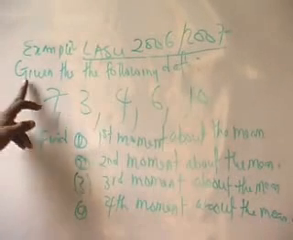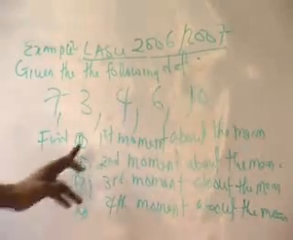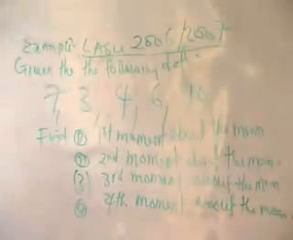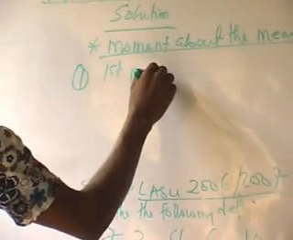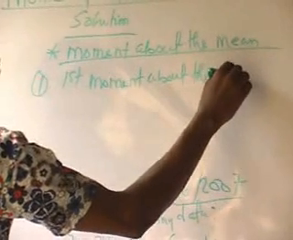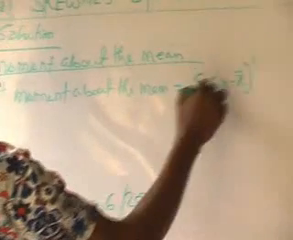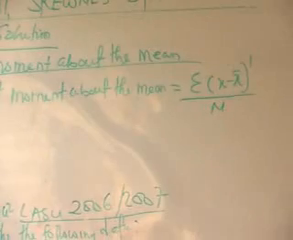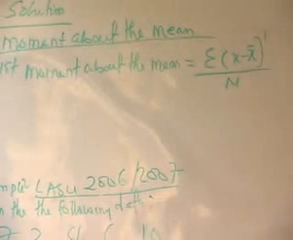Now, let's go there. They say, given the following data, 7, 3, 4, 6, 10, find the first moment about the mean. Now, the formula for first moment about the mean equals summation of x minus x bar raised to power 1 all over N. Since we say first moment about the mean, it means that the power will be 1. If the second moment, the power will be 2. So, about the mean is always x minus x bar.